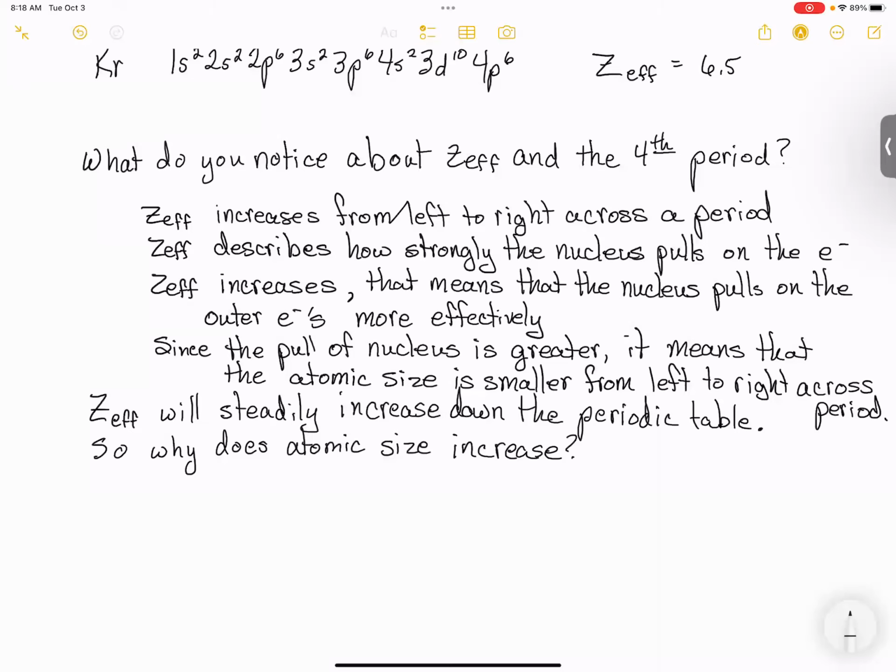Now, folks, if you look back when we were doing elements on Thursday compared to today, you'll notice that the elements in period 4 have a higher Z effective than the elements in the lower periods. So you would think that the atomic size would decrease going down in group 2, but that's not the case.